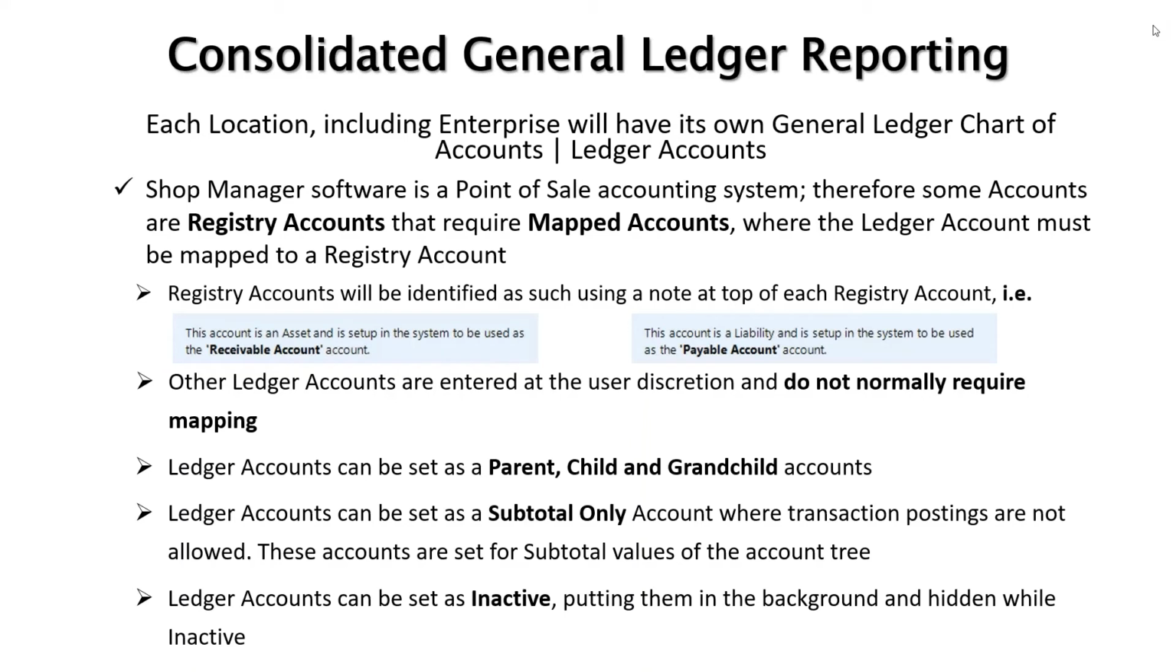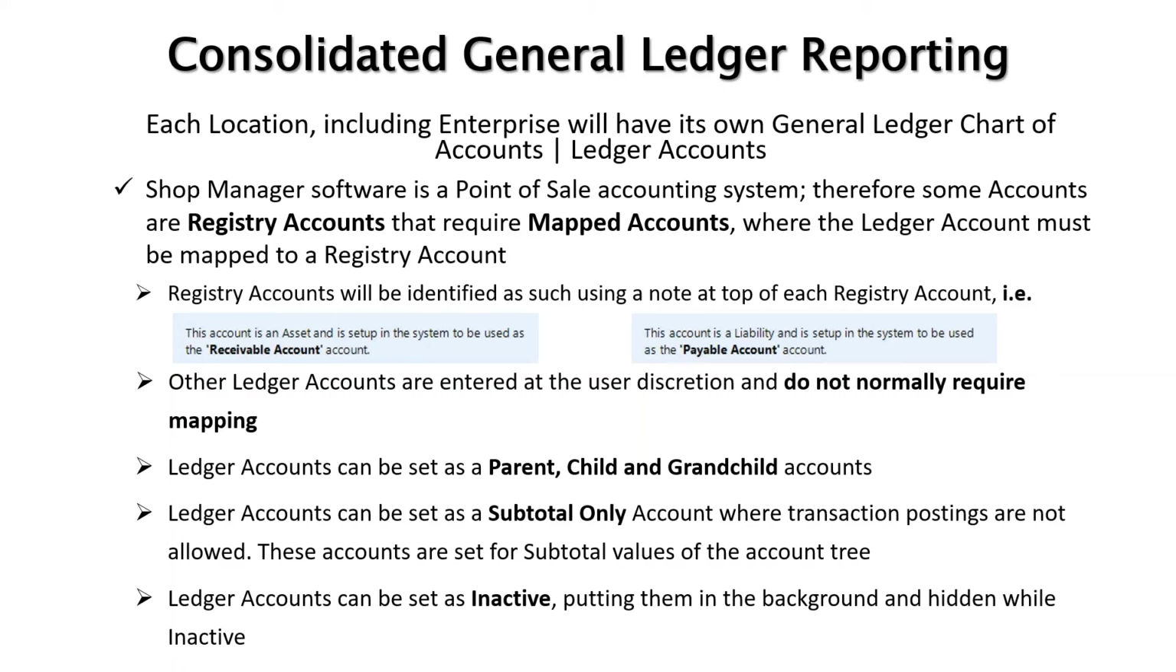Consolidated General Ledger Reporting. Each location, including Enterprise, will have its own general ledger, chart of accounts, and ledger accounts. Shop Manager software is a point-of-sale accounting system. Therefore, some accounts are registry accounts that require mapped accounts, where the ledger account must be mapped to a registry account. Registry accounts will be identified as such using a note at the top of each registry account, as shown below. Other ledger accounts are entered at the user's discretion and do not normally require mapping.